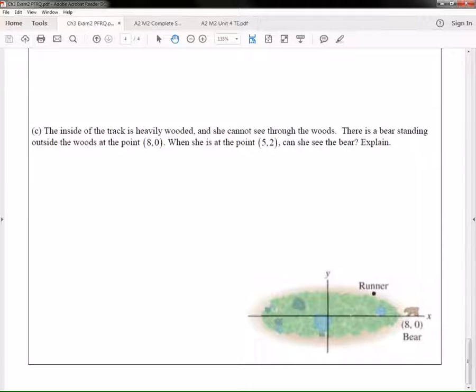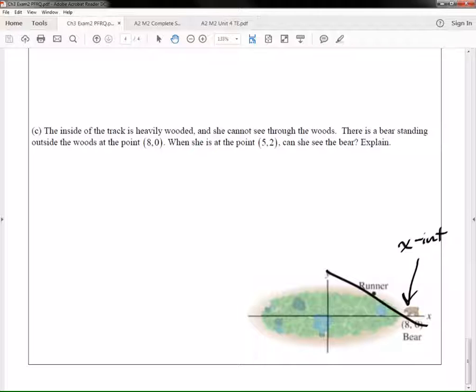Okay, so our question is the tangent line that we can draw right here, going through the runner to the bear. Can she see the bear? Well, it really depends, right? It depends on where this tangent line crosses the x-axis. I need to know where the tangent line crosses the x-axis. So there's two things I need. I need a tangent line, and I need the x-intercept of that tangent line. And then I would know.